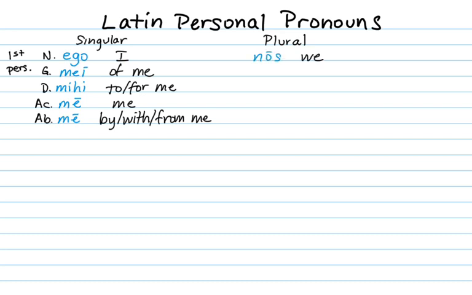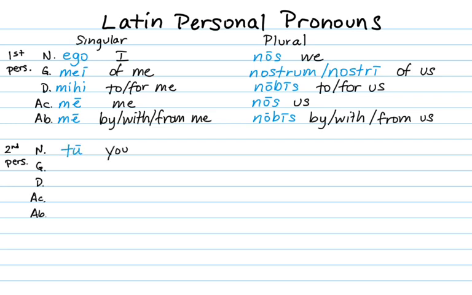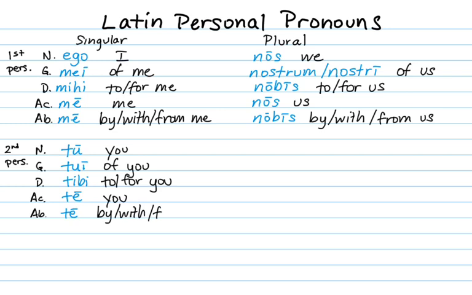In the plural, we is nos. Nostrum, nostri is of us. Nobis, to or from us, dative. Nos, us, accusative. Nobis, ablative, by, with, or from us. In the second person, singular, the way you say you is tu. Tui, of you, genitive. Tibi, dative, to or for you. Te, accusative, you. Te, ablative, by, with, or from you.